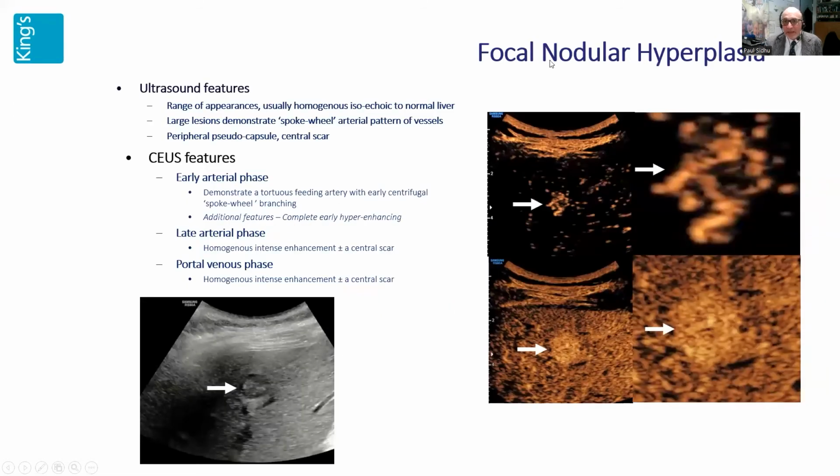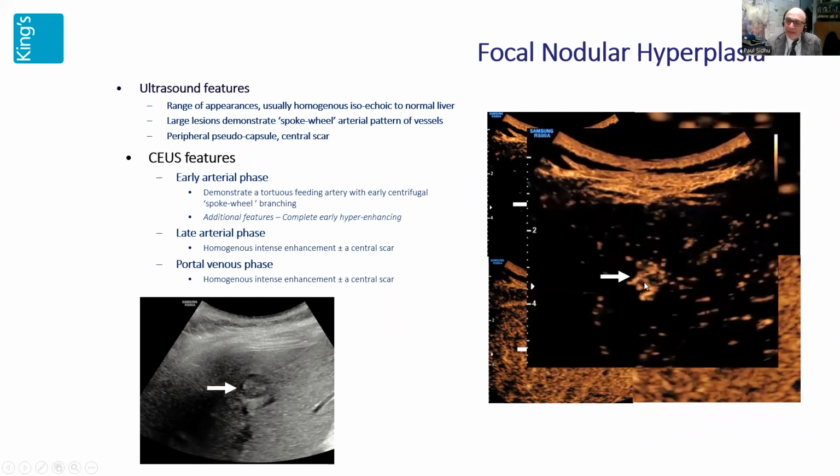The next most common lesion is the focal nodular hyperplasia, and the hallmark of this is the arterial enhancement at the beginning of the examination. Here is a very atypical focal nodular hyperplasia, but it's that hyperenhancement at the beginning and the remaining hyperenhancement through the portal venous phase and possibly a small scar.